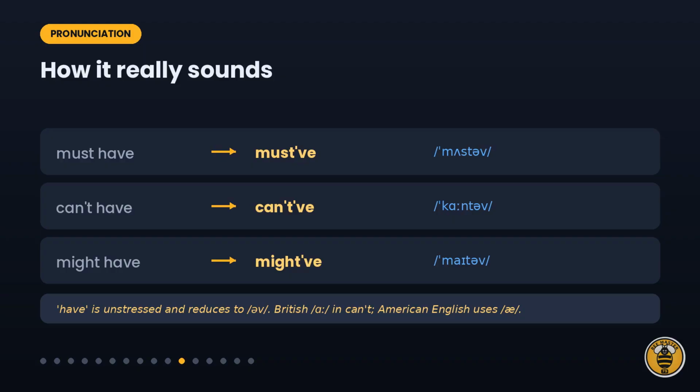One quick note on pronunciation. In natural speech, must have becomes must have, which sounds like must uv. Can't have becomes can't uv. And might have becomes might uv. The word have is almost never stressed here, and it reduces to a schwa. But be careful. It sounds like of, and it is never of. Always write have.